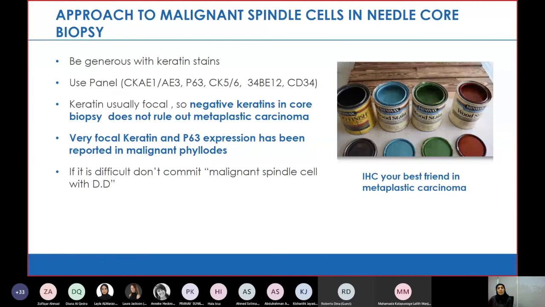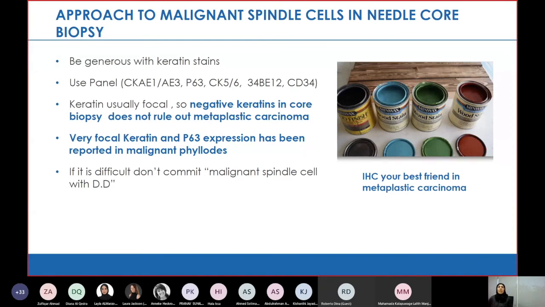Immunohistochemistry in malignant spindle cell lesions, and metaplastic carcinoma especially, is our best friend, and we have to be generous with a panel of keratin stains. So do whatever keratins you have in your lab: keratin cocktail, P63, CK5/6, CK34 beta E12, and maybe you need to add CD34. But you need to know that keratin is usually focal, so a negative keratin in a needle core biopsy will not exclude metaplastic carcinoma. And to add more complexity, focal keratin and P63 expression have been reported in malignant phyllodes tumor.